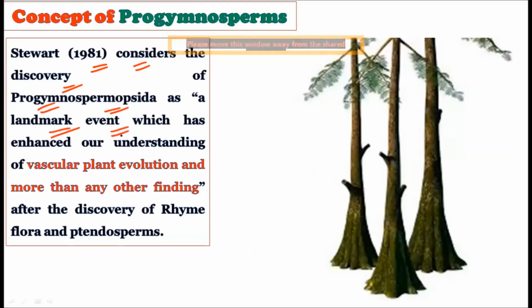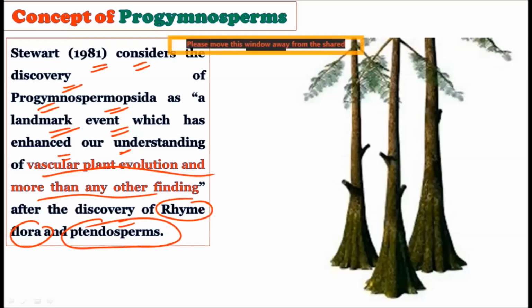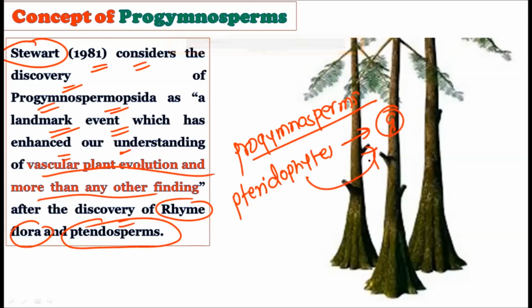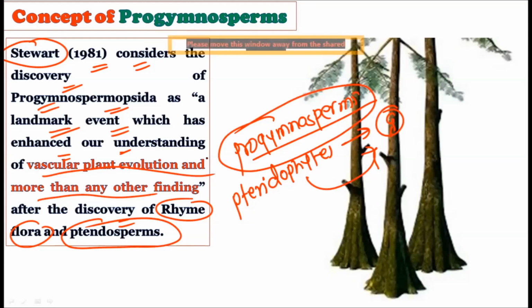as a landmark event which has enhanced our understanding of vascular plant evolution, more than any other finding after the discovery of the rhyniophytes flora of the Ctenodosperms. Now see what Stewart is emphasizing. What he is saying is that the discovery of the progymnosperms is very important to understand the evolution of the vascular land plants, because the pteridophytes, which are the first vascular plants, have given rise to the gymnosperms. But how they gave rise to the gymnosperms can be understood by using these progymnosperms, and that is why these progymnosperms are of critical importance when we study the evolution of the vascular plants.